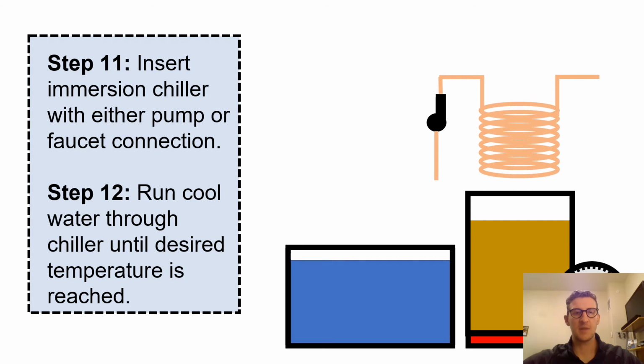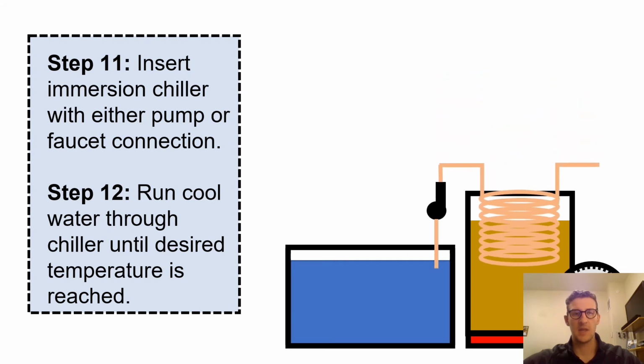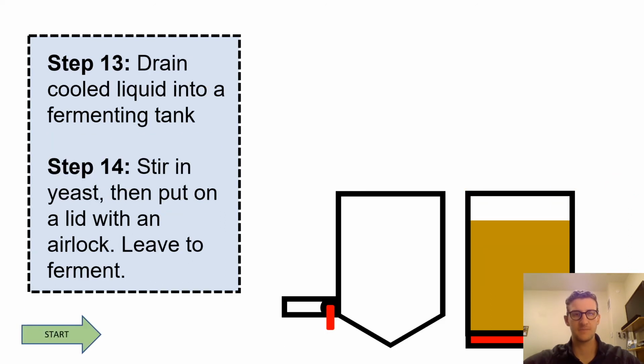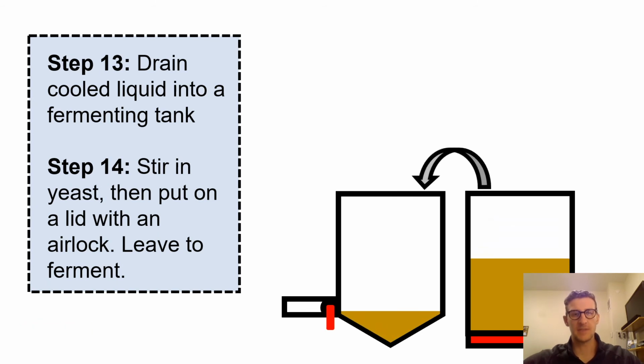And then in this step, an immersion chiller is inserted, and then it's either pumped through or using a faucet to run cool water through the immersion chiller and then out the other end. And this is continued until the desired temperature is reached. And then the liquid will be drained into a fermenting tank.